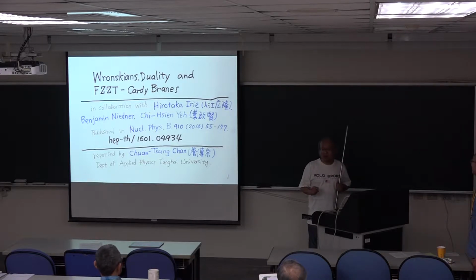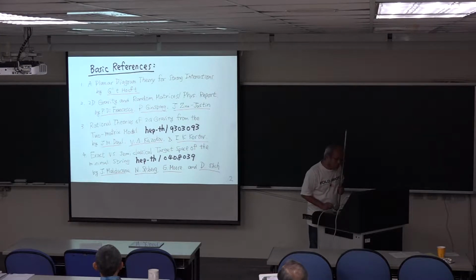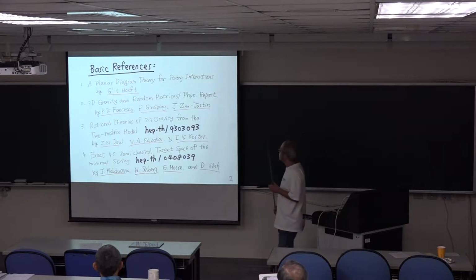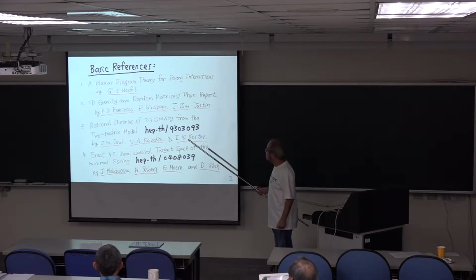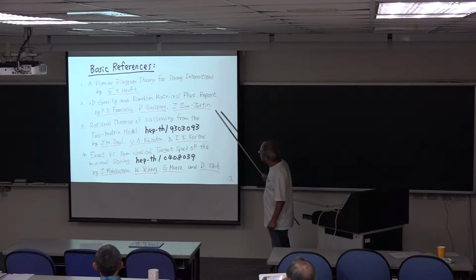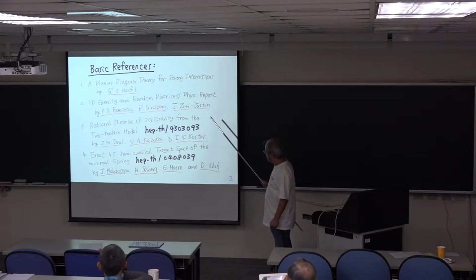This is only a 30 minute talk, so I'll try to make it very simple and understandable. Fortunately, in the first talk, Professor Ito has introduced many ingredients. After this talk, if you wish to learn more about this subject, these are the four basic references I recommend. Of course, this first one is the classic that I think everyone should read. And the second one is the old classic about matrix models and two-dimensional gravities.